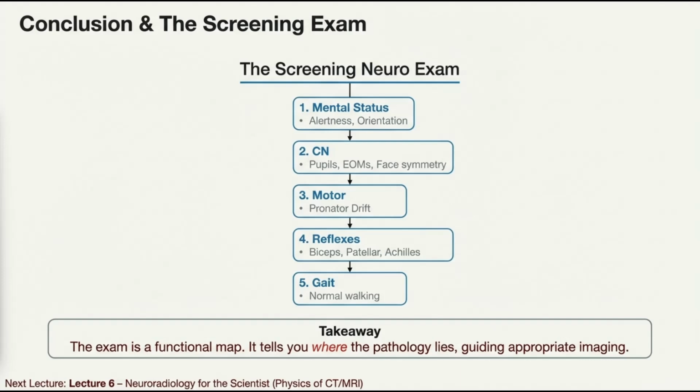That brings us to the end of Lecture 5. It is an incredibly dense topic, but when you break it down into these logic gates, UMN versus LMN, the geometry of the brainstem, the time course, it becomes a really elegant system. It's biological engineering at its absolute finest, and it sets us up perfectly for our next session. Which is Lecture 6. Neuroradiology for the scientist. Now that we know where to look, we're going to learn how to look. We'll get into the physics of CT and MRI, Hounsfield units, T1 versus T2 weighting, and how to actually spot the pathology we just learned how to localize.